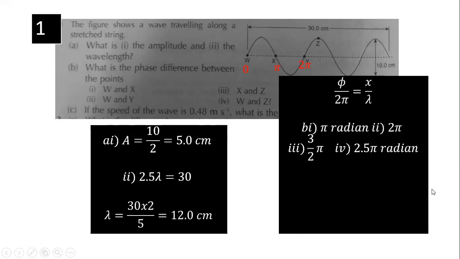0.48 divided by 12. Right? Speed divided by wavelength. 0.48 divided by 12. So it's 4 hertz.